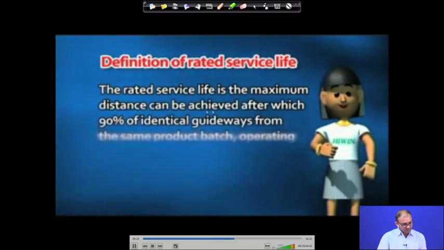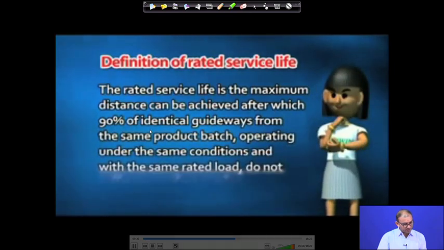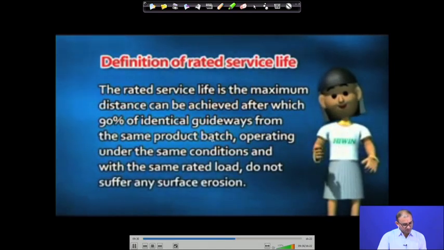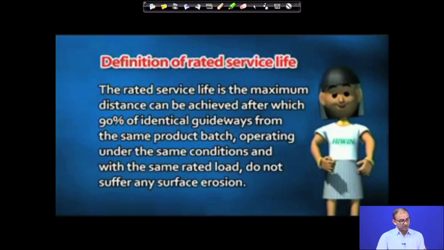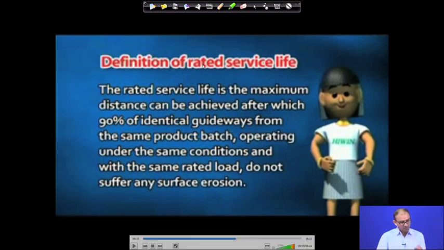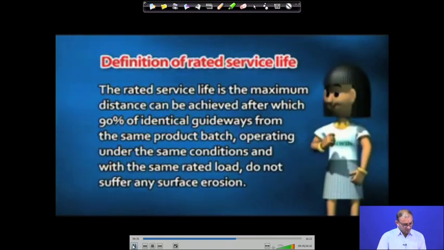So, it is the maximum distance that can be achieved after which 90% of identical guideways from the same product batch, operating under the same condition and with the same rated load, do not suffer any surface erosion. What is our objective? The distance it can cover with 90% of the guideways without any deformation. So, the higher this is, the more is the service life of the component.